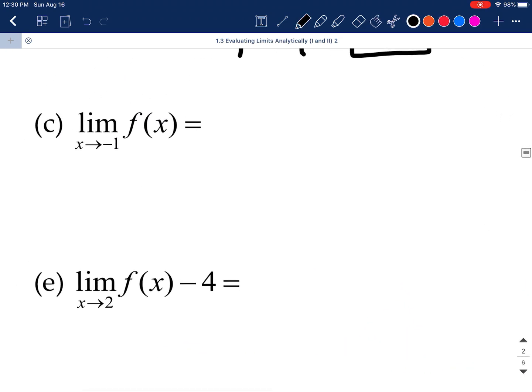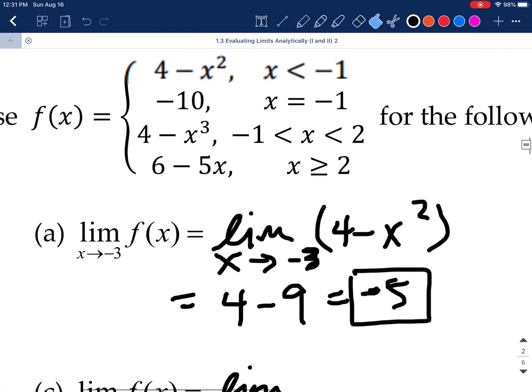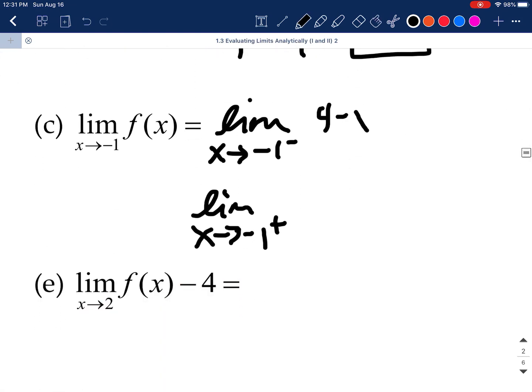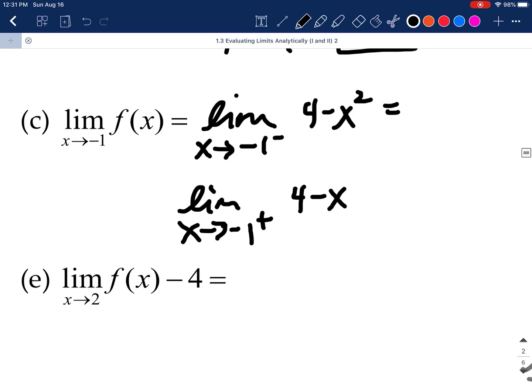So we'll write it out here. The limit as x approaches -1 from the left, and the limit as x approaches -1 from the right. From the left was 4 minus x squared. From the right is this other function, 4 minus x cubed. So if we directly substitute here again, because we're continuous, we get 4 minus 1, which is 3, right? So the square changes the sign of the -1. But then for x cubed, we're going to get -1 when we cube -1. So we get 4 minus -1, which is 5. So these are not equal.